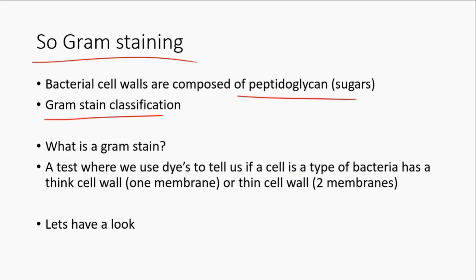Essentially, it's a test, and we use several dyes, just like we briefly saw before: a purple one, a red dye, and a colorless dye. We use this to tell us what kind of bacterial cell wall the bacteria has. So does it have a thick cell wall with one membrane, or does it have two membranes? That's essentially the purpose of a gram stain.